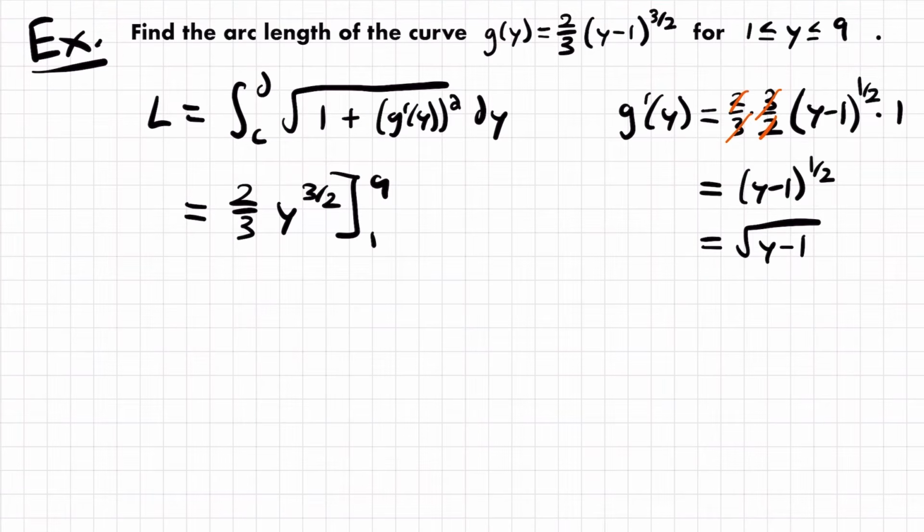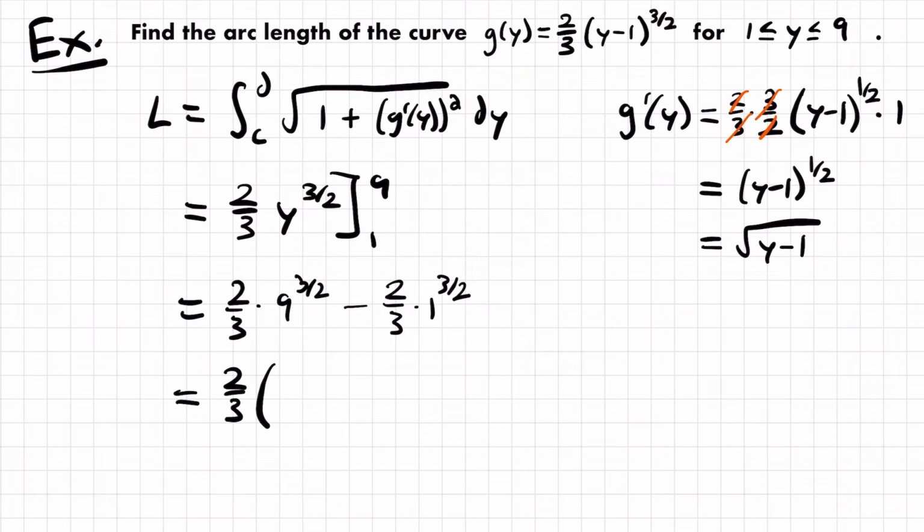So this will be equal to 2/3 times 9 to the 3/2 power minus 2/3 times 1 to the 3/2 power. Now note that the 3/2 power is the same as taking the square root of a number and then cubing it, right? We could rewrite this to be equal to 2/3 times (9 to the 1/2 power) cubed. And then we would subtract 2/3 times 1, since 1 to the power of anything is just equal to 1. Okay, and so 9 to the 1/2 power, or the square root of 9, is equal to 3.